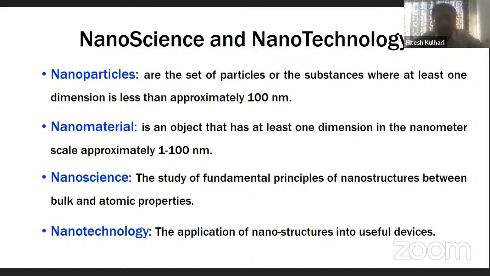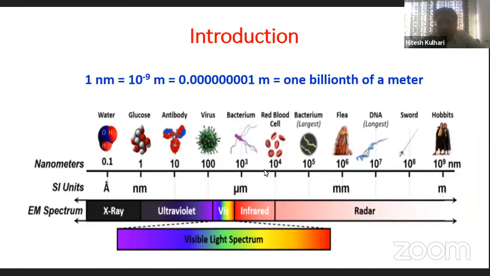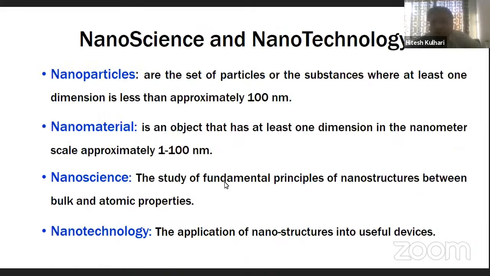Now coming to nanoscience. Nanoscience is the study of the fundamental principles of nanostructures. So what are these nanomaterials between bulk and atomic? A size of more than 100 micrometer we generally call bulk material. If we go down to the angstrom level, we call it the molecular level. So nanoscience deals with the nanostructures of nanomaterials in the size of 1 to 100 nanometer.